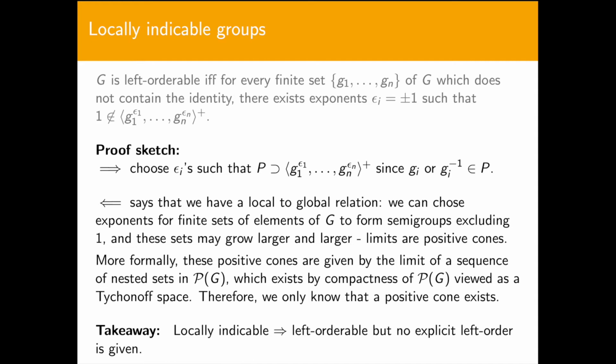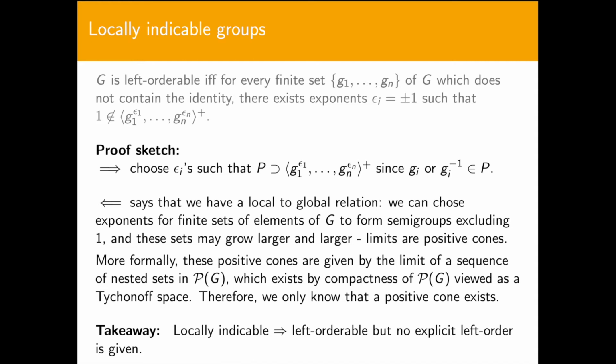to choose the right exponents such that you get a finitely generated semigroup which does not contain 1, all you have to do is choose the exponents so that the semigroup is contained in a positive cone, right? So for each g_i, either g or g inverse is in the positive cone, so you just choose either g or g inverse to be a generator of your semigroup.